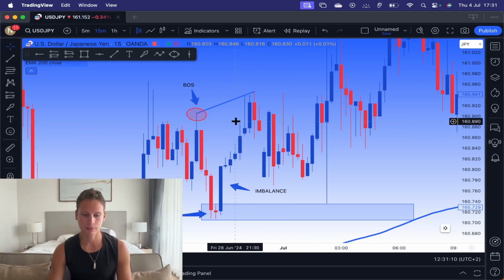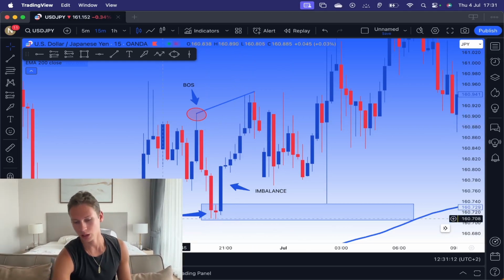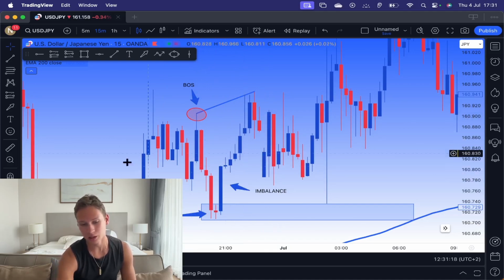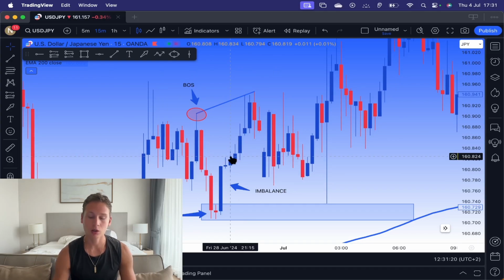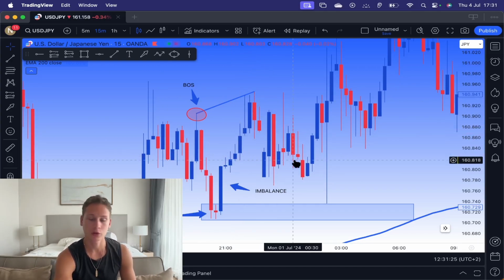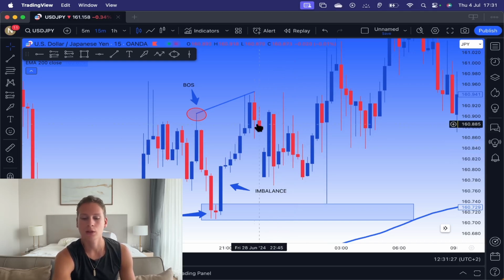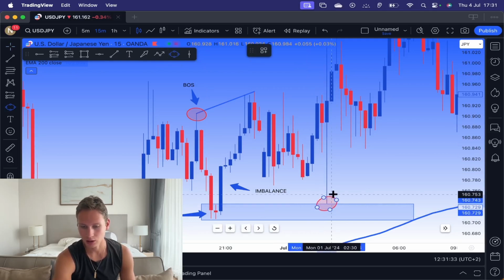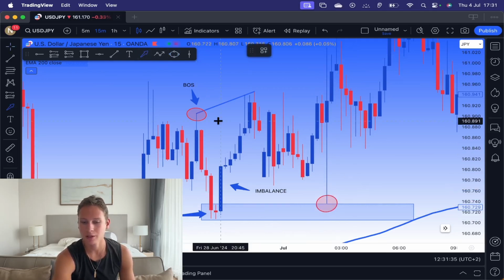All right, so a wick, once again a wick, an imbalance, and a BOS. Big push to the upside, and then all we need to do when we get these three confirmations is wait for price to come down, not too fast, not too slow, and touch the zone.